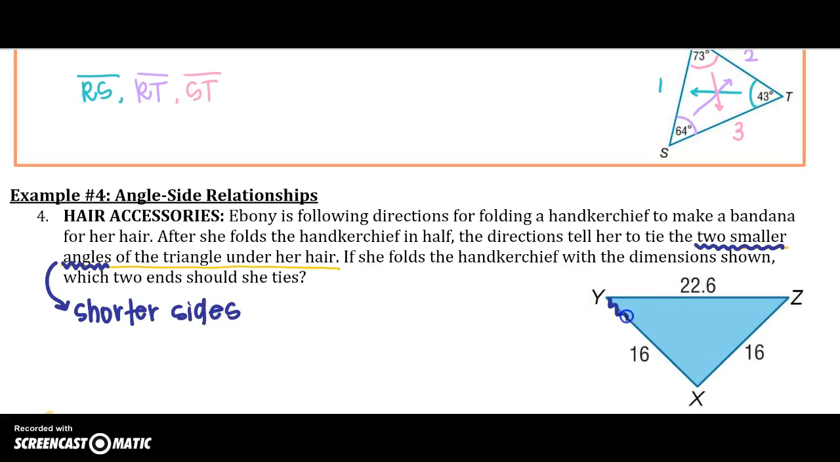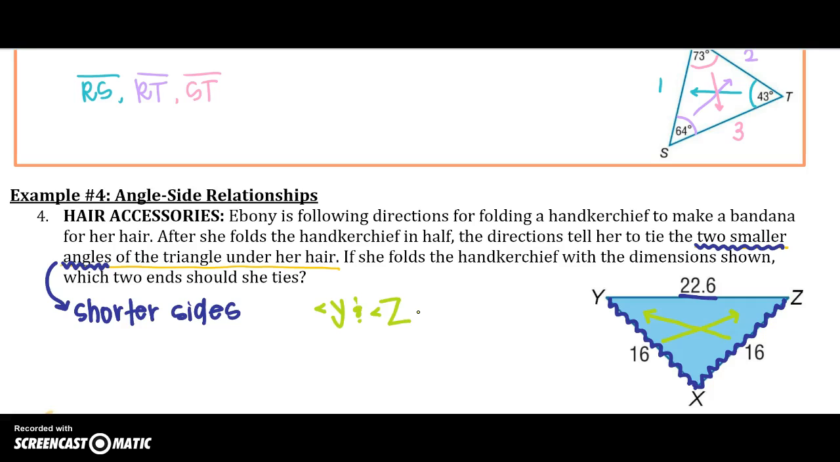Notice that 16 XY and 16 XC are shorter than 22.6. So the angles are going to be opposite those. The two angles she should tie together are angle Y and angle C.